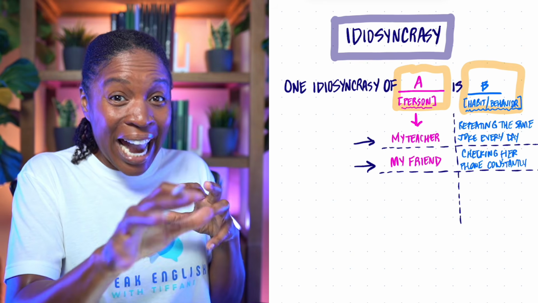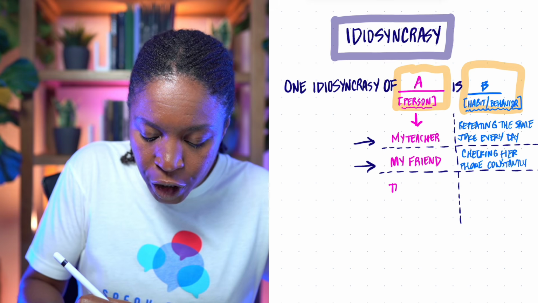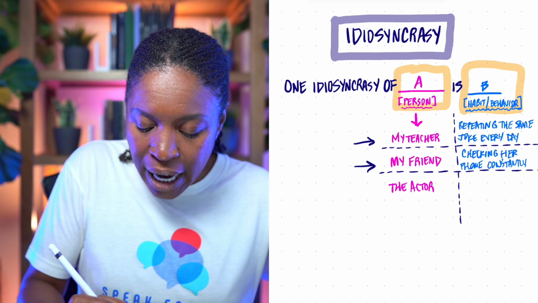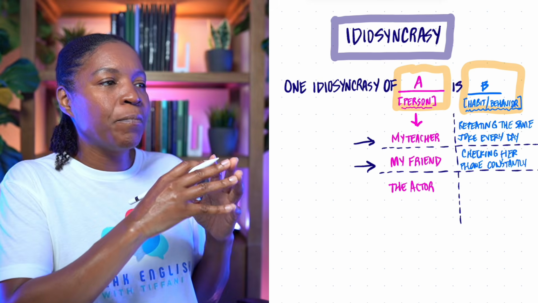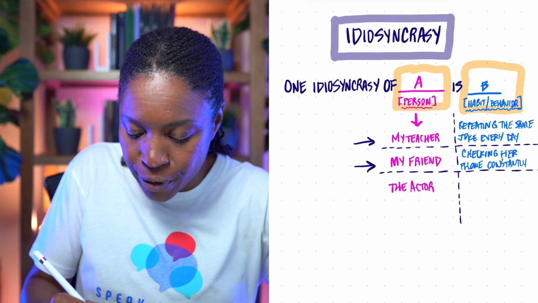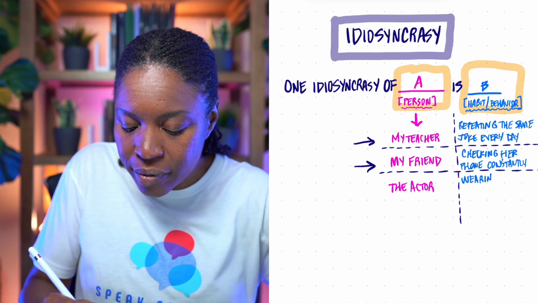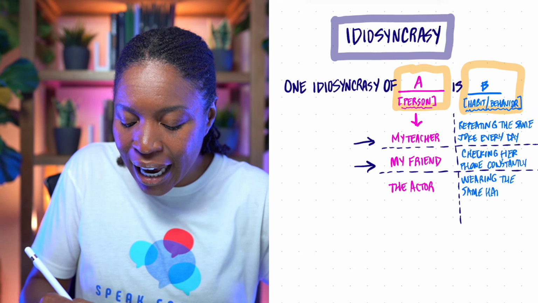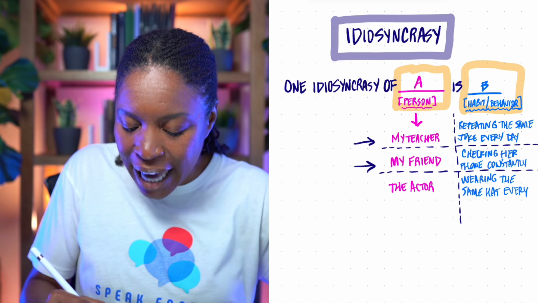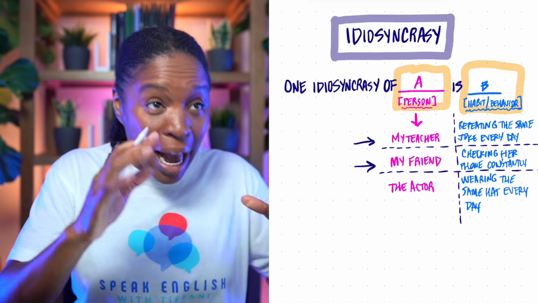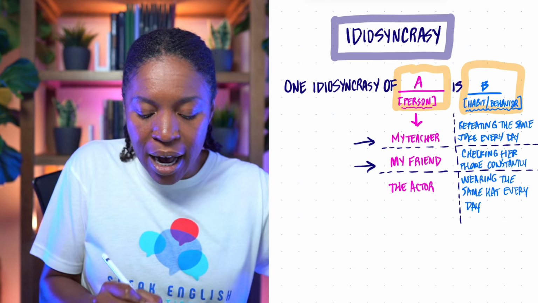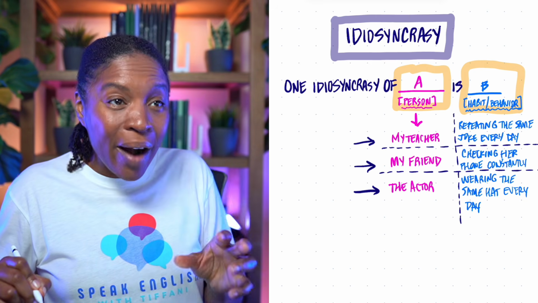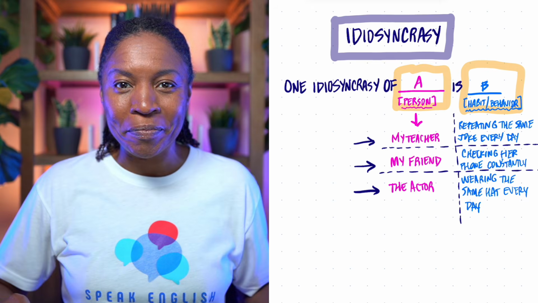All right, now let's look at the last example using this sentence structure. Here it is. For A, or the person, we're going to say the actor. And for the behavior, we're going to say wearing the same hat every day. That's something very peculiar, right? So now we have one idiosyncrasy of the actor is wearing the same hat every day. You got it, right? Now you understand how to use this simple sentence structure for the term idiosyncrasy.